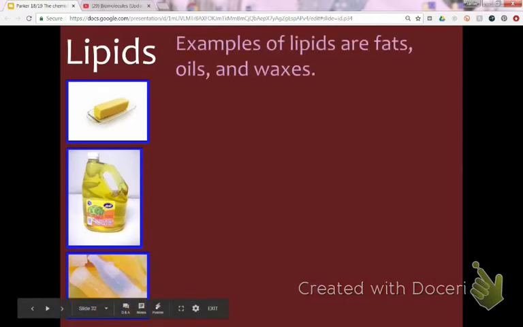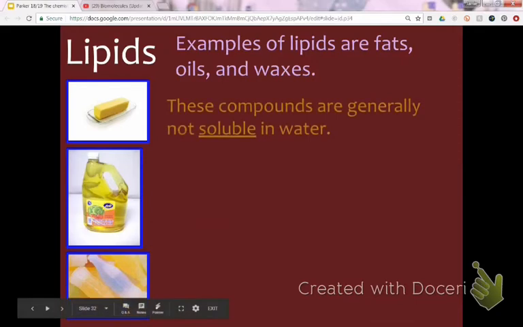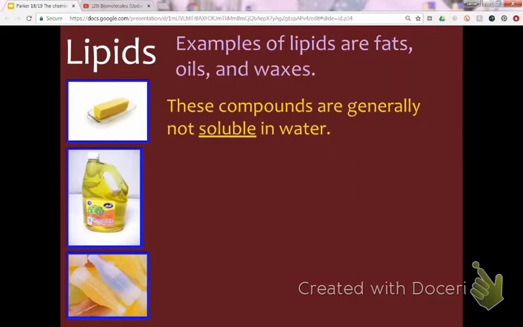Okay, lipids. So examples of lipids are fats, oils, and waxes, and they are not soluble in water. Do oil and water mix nicely? No, because it's not soluble in water. Like some of those salad dressings, you have to shake it up, right? Your lava lamp. I'm sure you guys all have lava lamps at home. Prime example.